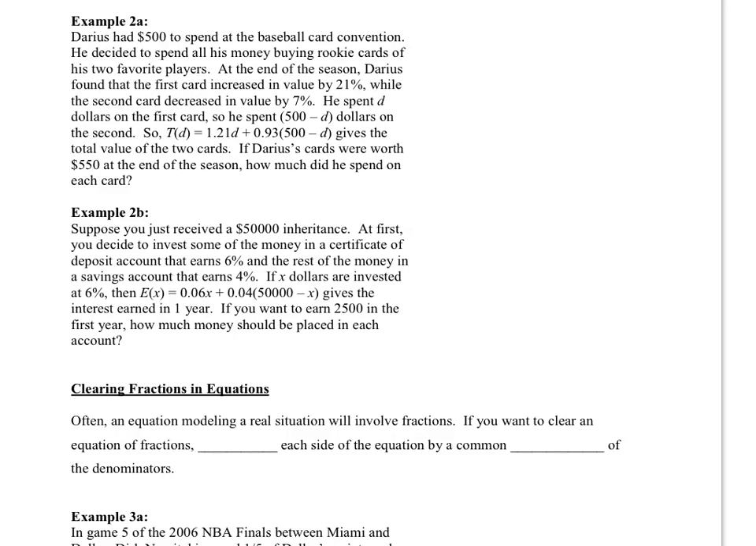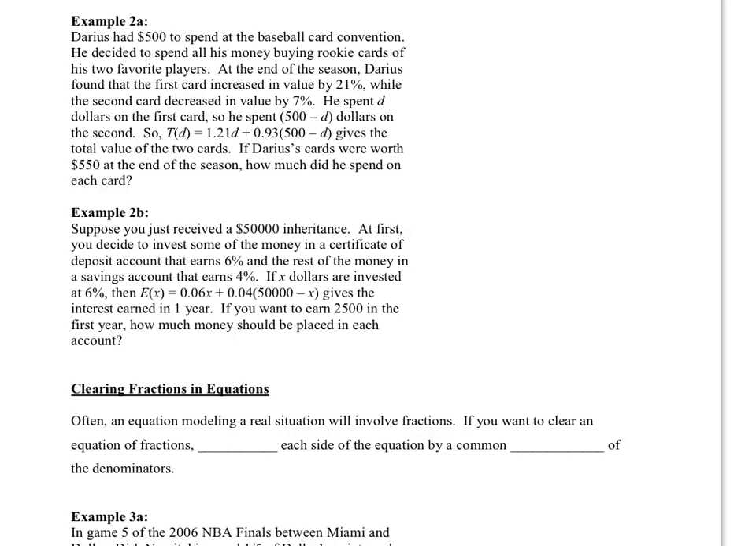So let's practice using that distributive property on the next two examples. Example 2a. Darius had $500 to spend at the baseball card convention. He decided to spend all of his money buying rookie cards of his two favorite players. At the end of the season, Darius found that the first card increased in value by 21%, while the second card decreased in value by 7%.